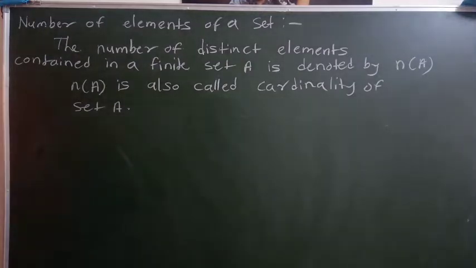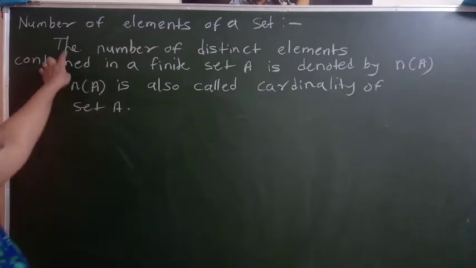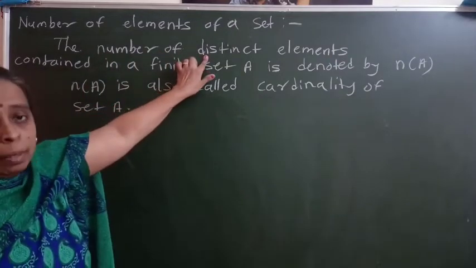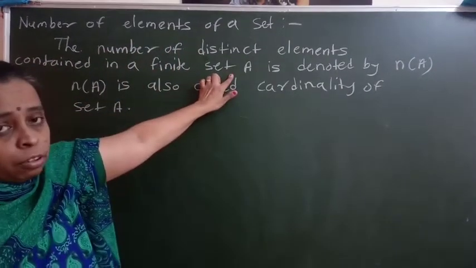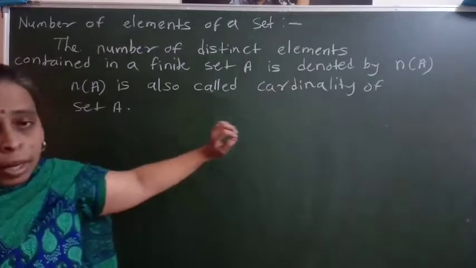पुढचा पॉइंट आहे आपला number of elements of a set. This is your next point. Number of elements of a set. The number of distinct elements contained in a finite set is denoted by n of A. So total number of distinct elements contained in a finite set is denoted by n of A.